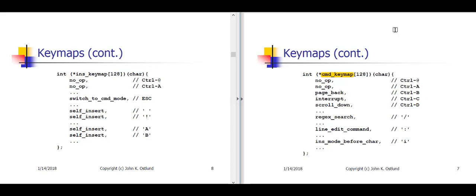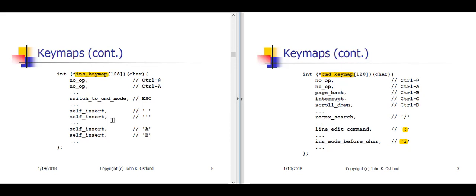Control-B, as I mentioned, pages back. Control-C, as you may know or might expect, will interrupt whatever the editor is currently doing. Control-D scrolls down. Colon causes temporary line edit mode to be entered. Little I causes the editor to switch from command mode into insert mode. So in this case, that will cause the editor to switch from using the command key map to using the insert key map shown here on slide 8.